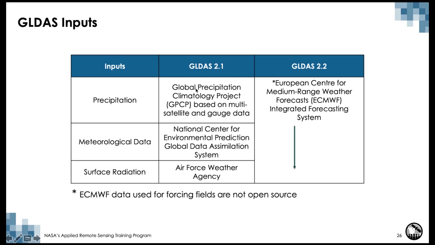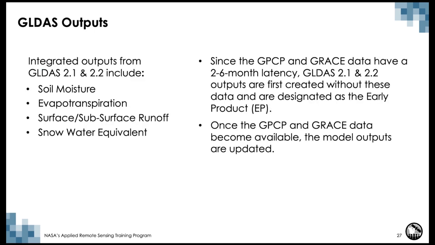Now, we decided to use GLDAS 2.1 for this exercise because input data such as precipitation is also available here, the forcing data. For GLDAS 2.2, ECMWF data forcings are not available. So the only available parameters are evapotranspiration, runoff, and groundwater, and GRACE data are assimilated. So we will see some results, but we will mostly work with GLDAS 2.1. Also, it is important to note that these data provide integrated output. So in a way, it is balanced soil moisture, evapotranspiration, surface and subsurface runoff, and snow water equivalent.